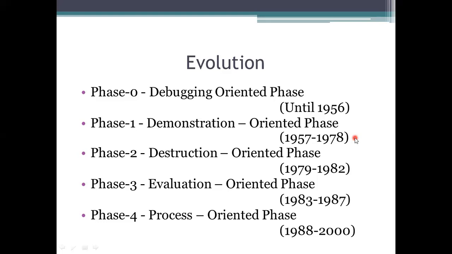You can specify that in a number of months. So in the demonstration phase, if any project or any software comes to the testing, then it will be declared as a working one. Okay, if it is declared a working one, why has the destruction phase occurred?